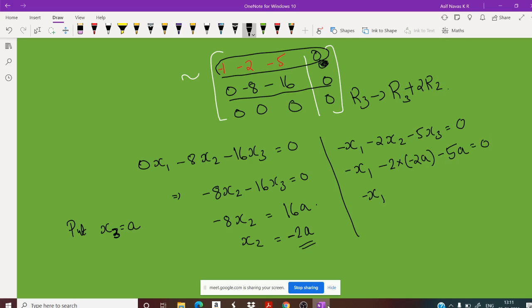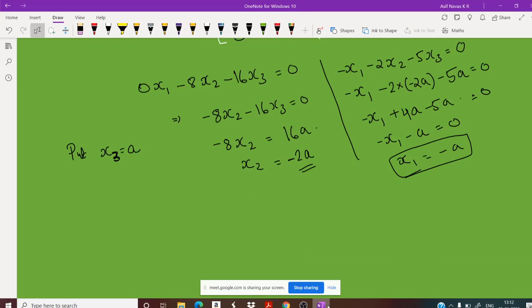So minus x1 plus 4a minus 5a is equal to 0. So minus x1 minus a is equal to 0. So x1 is equal to minus a. So we get infinitely many solutions, right? That means x is of the form minus a, minus 2a, a.